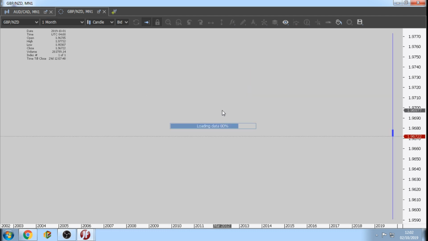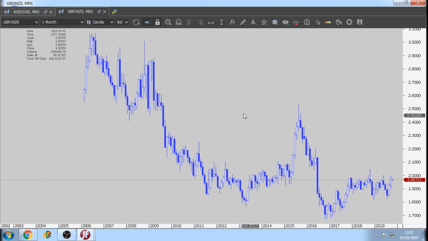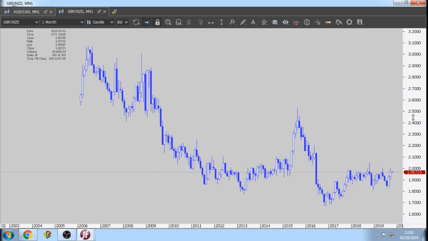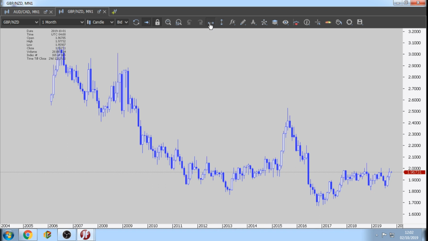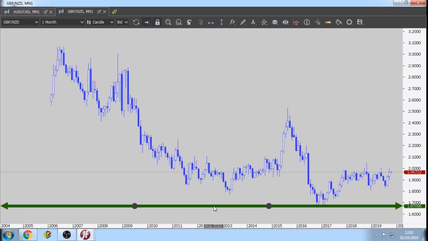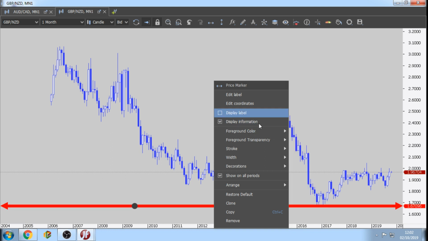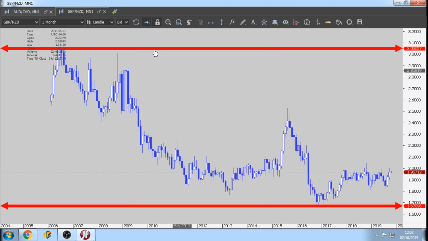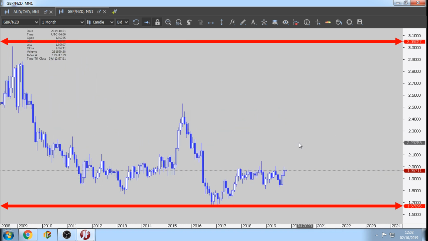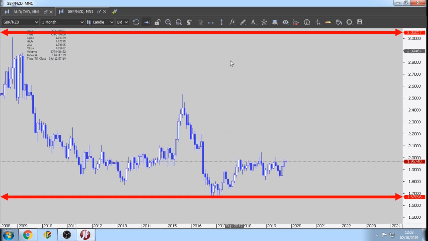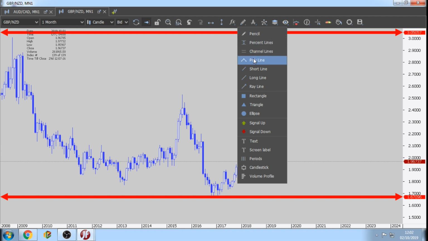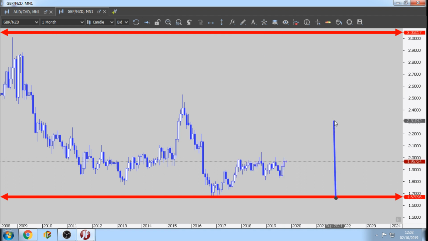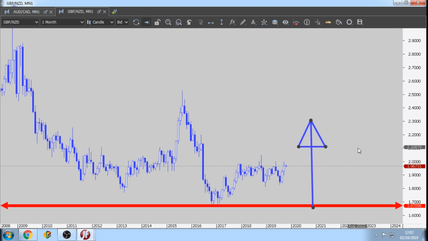GBP NZD, this is the monthly chart. Right? So we have the lower band. Let's color code this in red. We have the upper band. There you go. So remember, the Brexit is not over, so the GBP pairs are risky, okay? But if we want to trade what we see, just technically speaking, we should be long on this pair, okay?